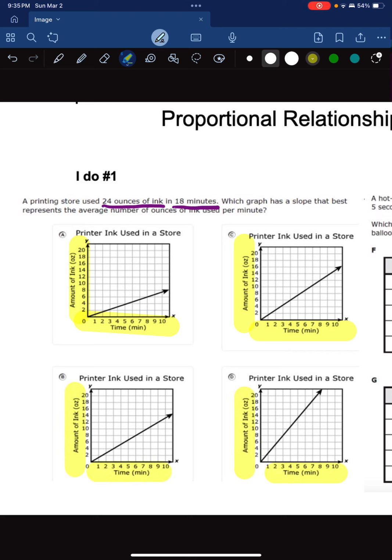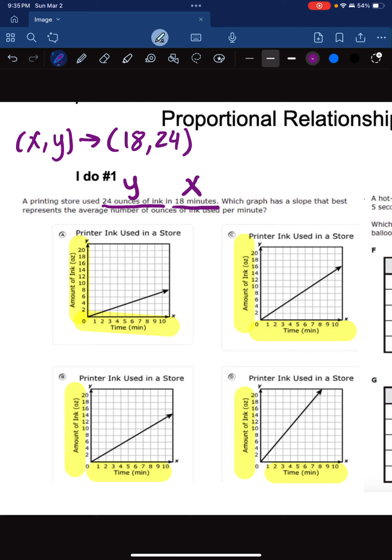Okay, so since time is always X, 18 is X, and 24 is Y. So we need to put this in the form of a coordinate. Our coordinates are in the form of X, Y. So that would be 18, comma, 24.